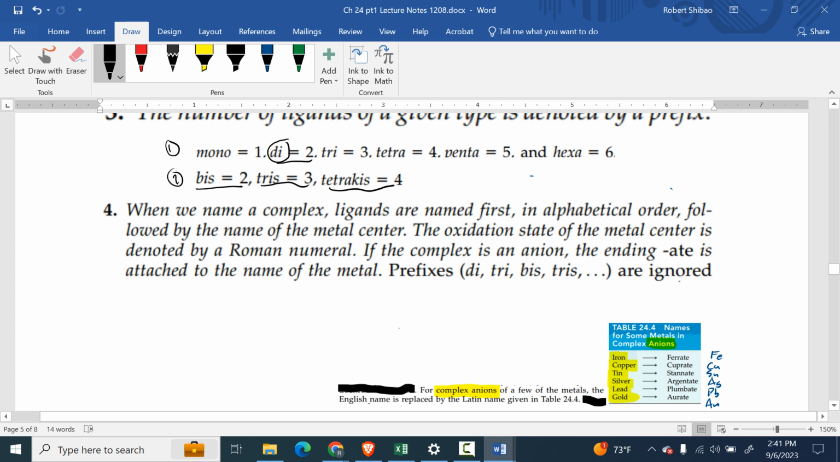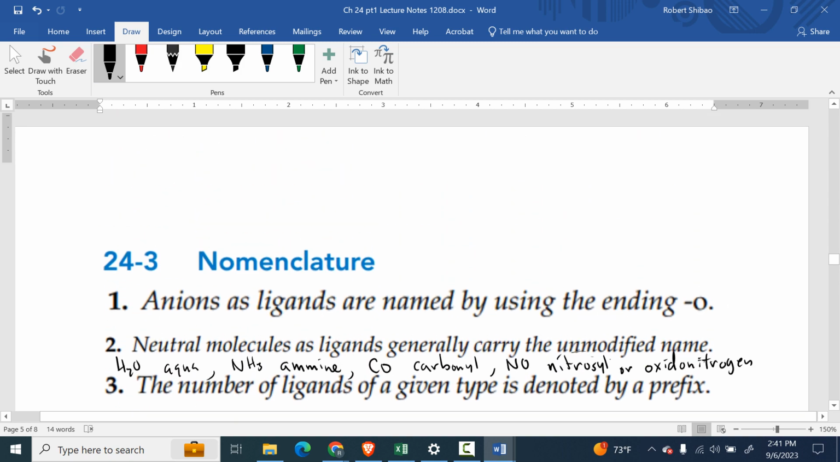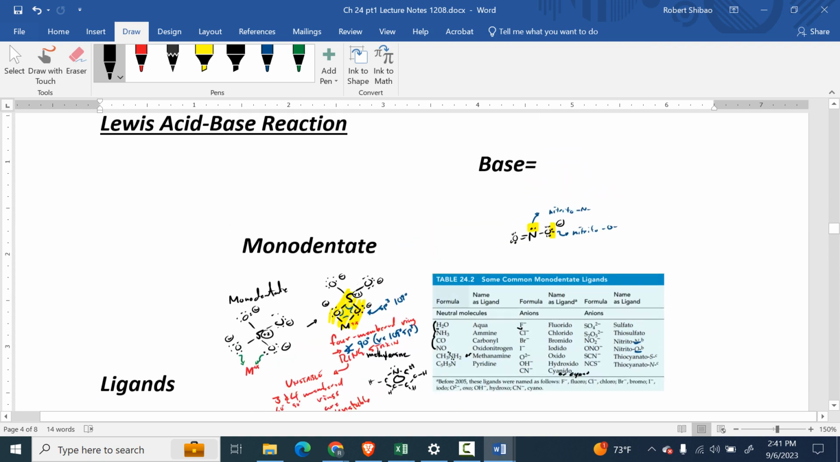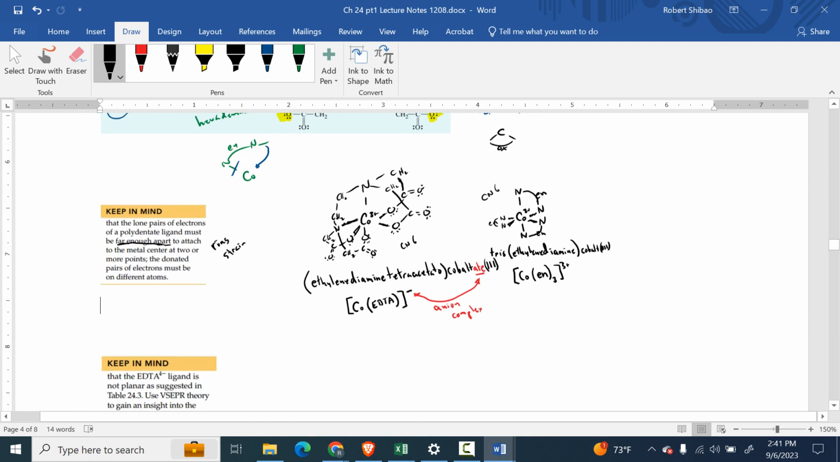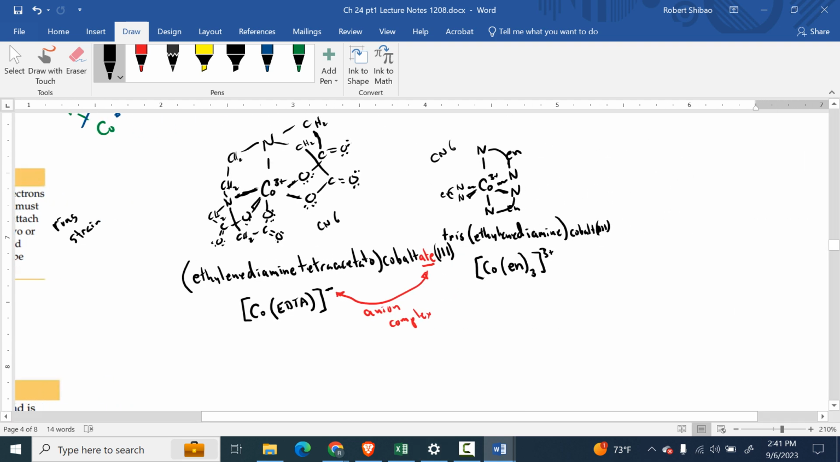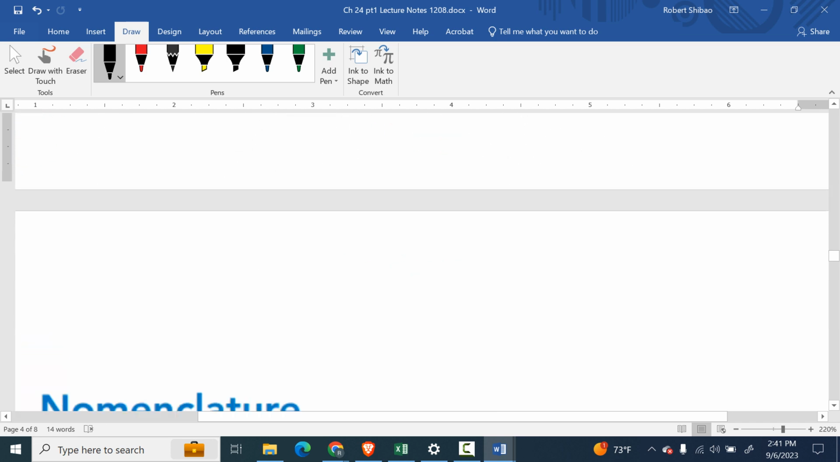When we name a complex, ligands are named first. So it's kind of weird. It's backwards. When we name, the ligands come first. When we write the formula, the metal comes first. So it's opposite. So let's take a look at the two names we just did. When we name, the metal comes last. When we write the formula, the metal comes first. Here, the name, metal comes last, ligands first. Formula, metal comes first. So it's opposite. So just remember that.